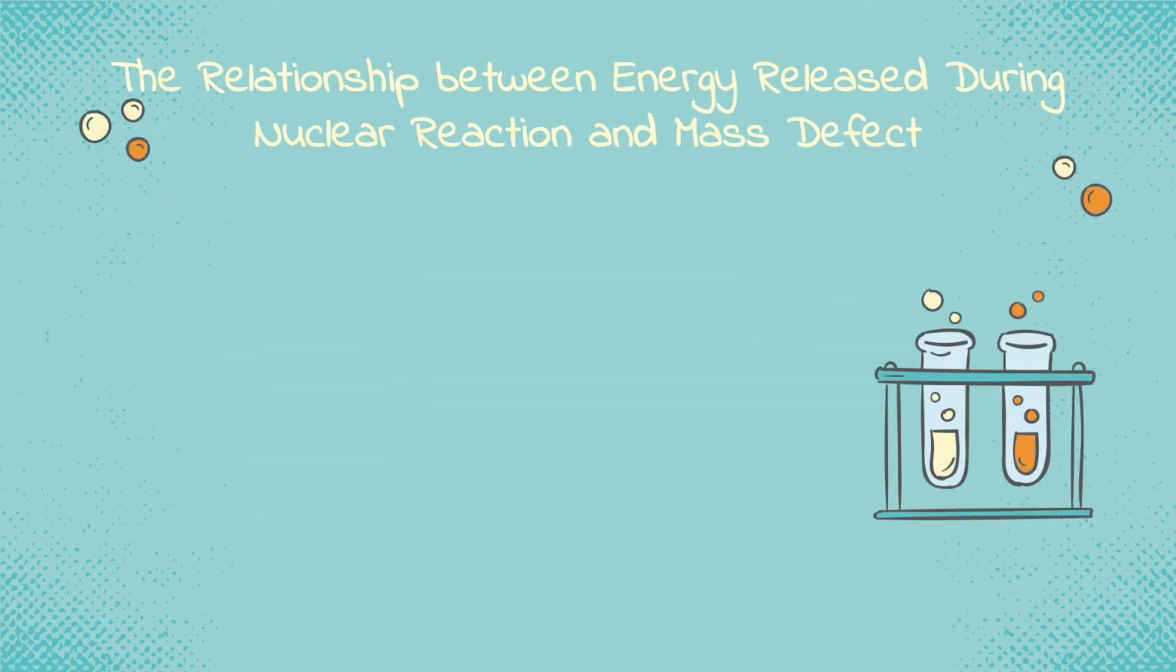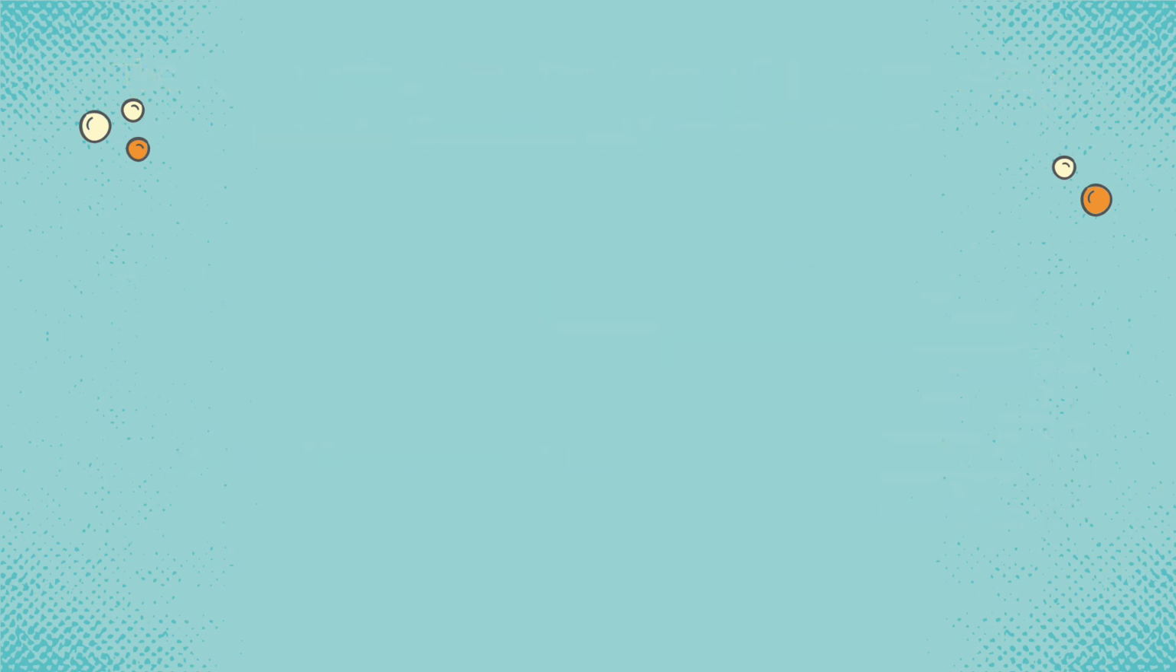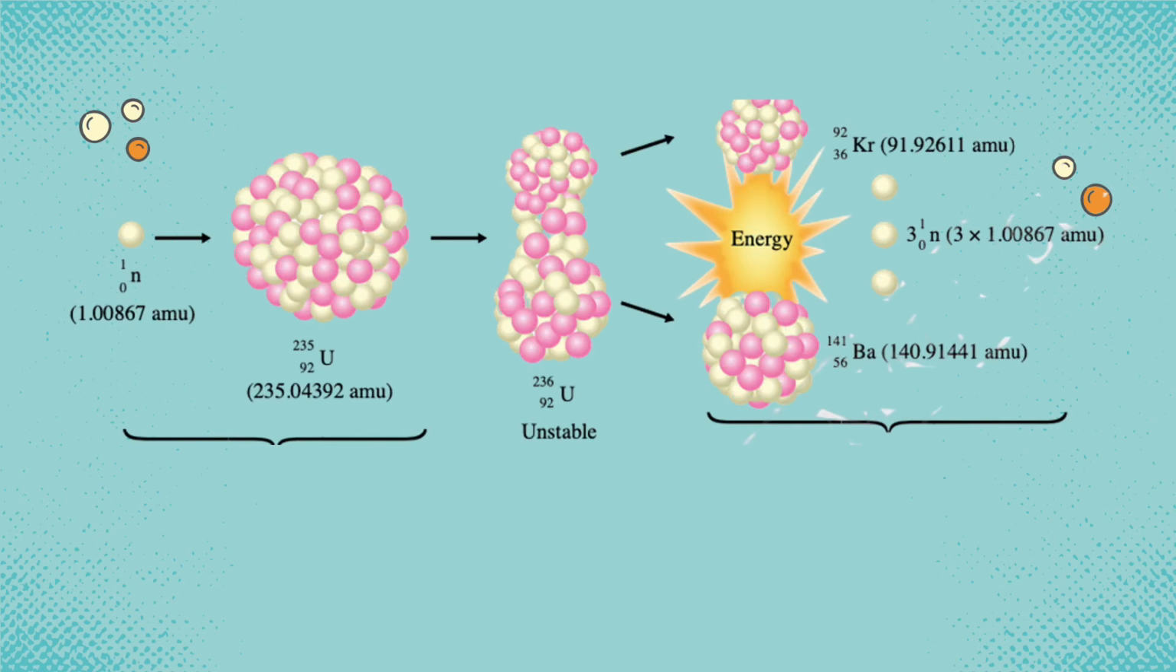In a nuclear reaction or radioactive decay, the total mass of the decay products is always less than the total mass of the radioactive nucleus. This loss of mass is known as mass defect. Based on the picture given, we can calculate the mass defect. How? Let me show you.